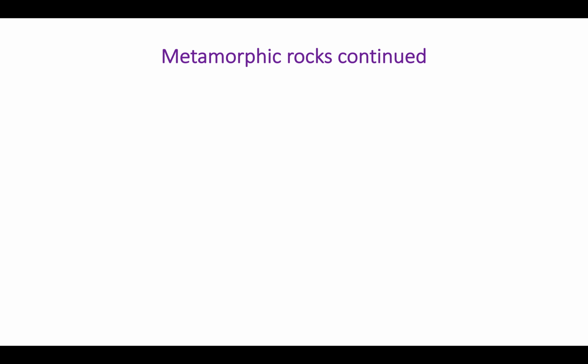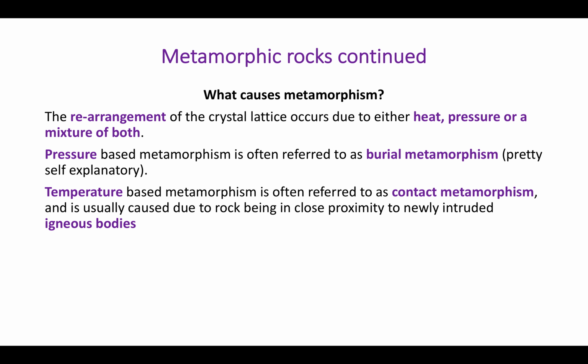So looking at metamorphic rocks again, what causes metamorphism? So metamorphism is the rearrangement of the crystal lattice, and that occurs either due to heat, pressure, or a mixture of both. Pressure-based metamorphism is often referred to as burial metamorphism. Temperature-based metamorphism is often referred to as contact metamorphism, and this is usually caused by a rock being in close proximity to newly intruded igneous bodies. So that can include the intrusions we mentioned earlier, such as dikes and sills, or also batholiths, which are basically huge bodies of molten rock that have accumulated.